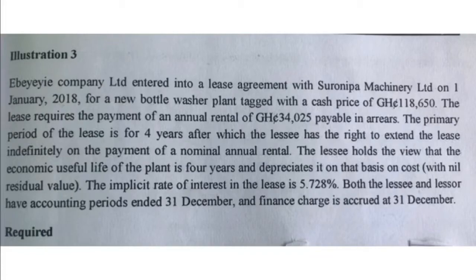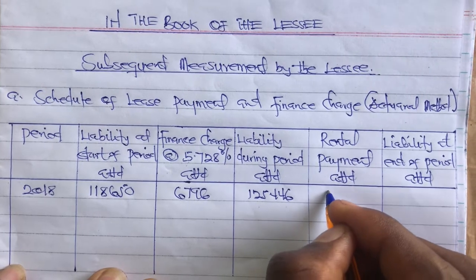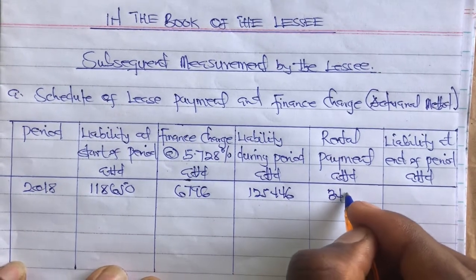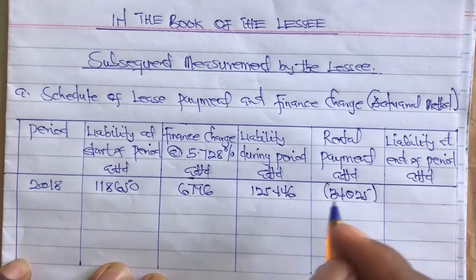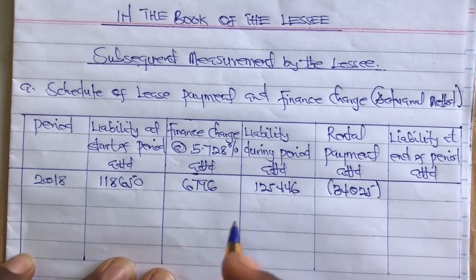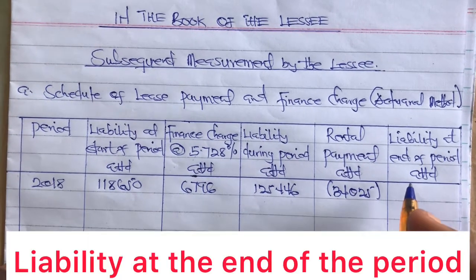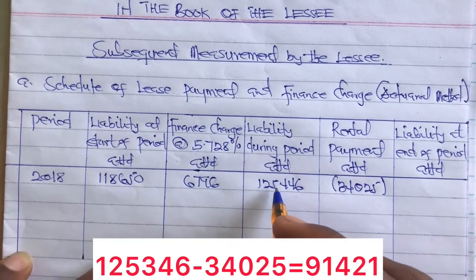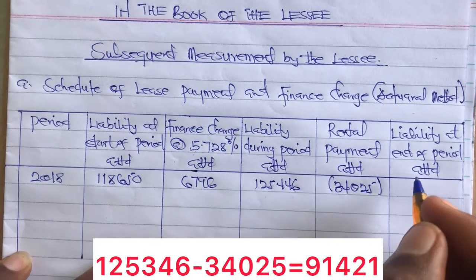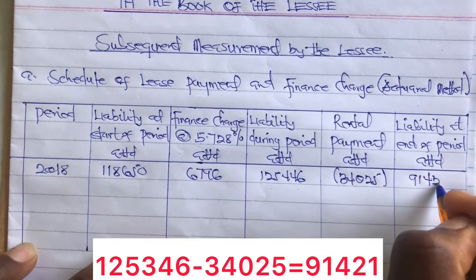Now the rental payment in the question is 34,024. That is the annual rental payment, and that is fixed. So 34,025. We are putting this in brackets because it is an outflow of cash. Is that clear? So now to determine the liability during the period, we take the rental payment from the liability during the period, and that is going to give us 91,421.